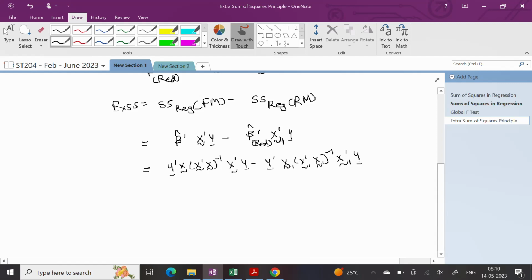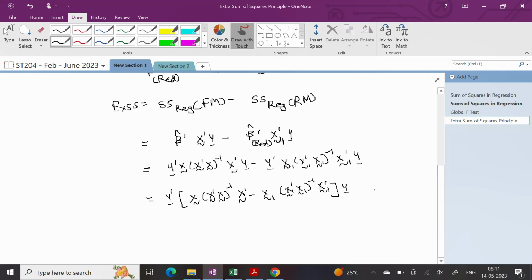Okay. What I can do now is I can take y prime outside. So I'm left with (X prime X) whole inverse X prime minus X1 (X1 prime X1) whole inverse X1 prime, and then this y. Okay. So I seem to be in a setup where I have y prime some matrix into y.